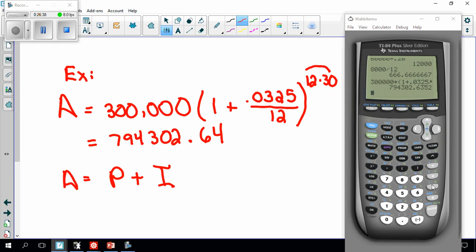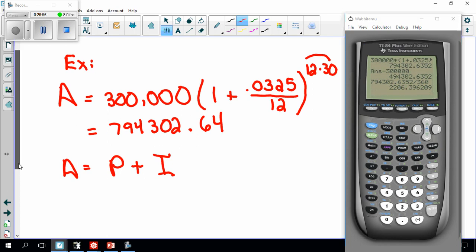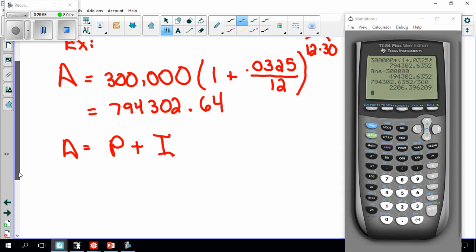And if you go minus $300,000, you paid $494,302 in interest. Go back up, take that number, divided by 360, and your payments are 2,000, I guess they are.